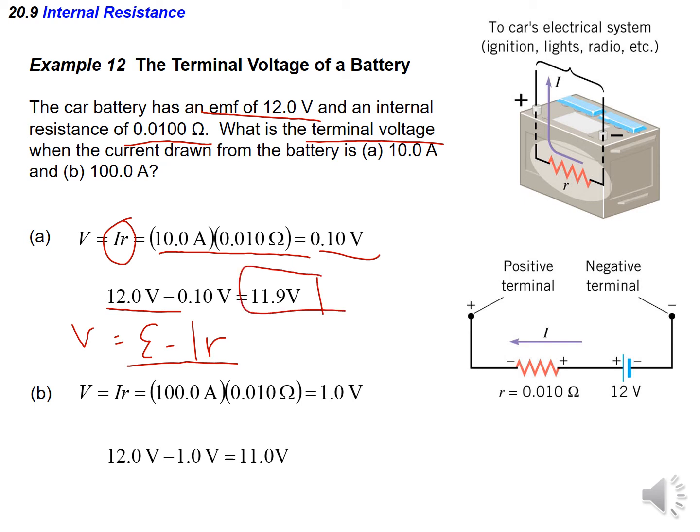So here is for letter B, where there's a change in the value of the current. The current now is equal to 100 amperes. The value of the internal resistance is the same. So the same process: he computed first for the voltage, then after that he subtracts that from the electromotive force to compute for the terminal voltage. So the terminal voltage is equal to 11.0 volts.